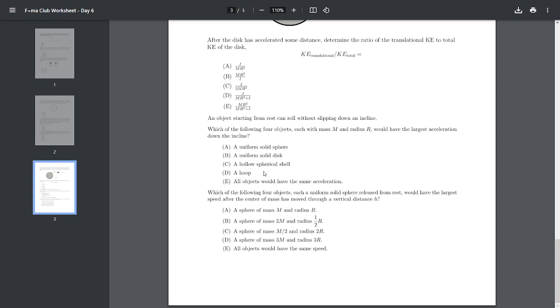Next, which of the following 4 objects, each with a uniform solid sphere from rest, would have the largest speed after the center of mass has moved through a vertical distance h? Now you might think, oh, time to pull in conservation of energy. Actually, no. We already have the equation that I just showed, and that shows that mass and radius don't really matter. It's only the constant of the moment of inertia. And the thing is, all of these have the same moment of inertia. They're all spheres. Which means that our answer isn't going to be B or something. The answer is actually E. All objects would have the same speed simply because they all have the same constant for a moment of inertia.